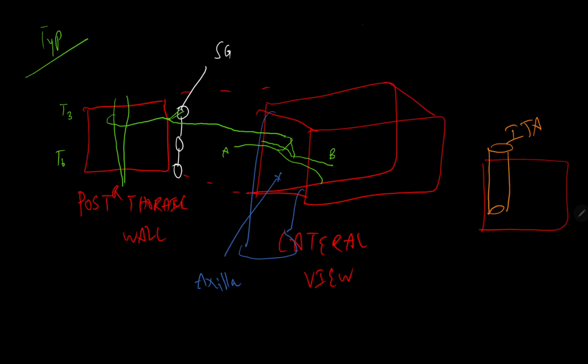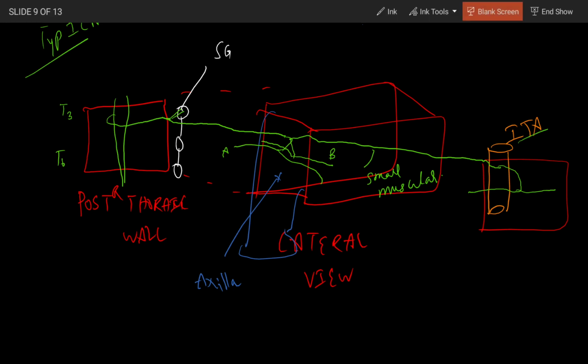Let us consider it as of now. From here it is again traversing. It crosses the internal thoracic artery anteriorly. It comes out and gives the terminal branch. In between, it also gives some small muscular branches. So this is the typical intercostal nerve, that is T3 to T6. This is the course. Now having this in mind, we will see the course.